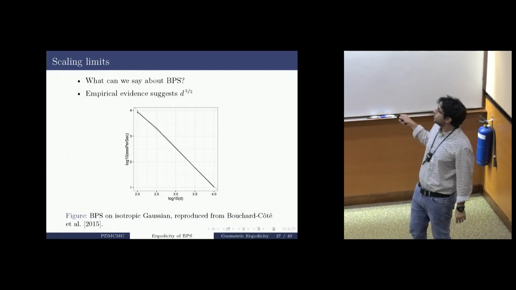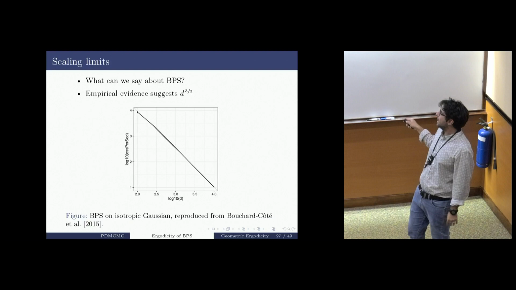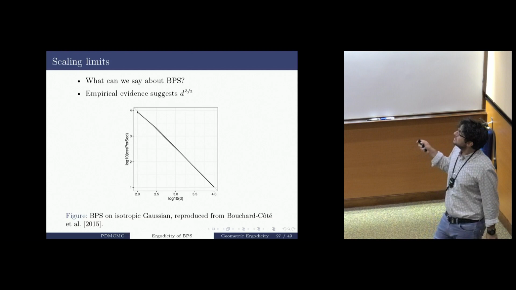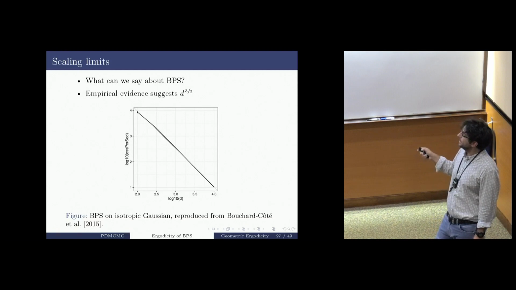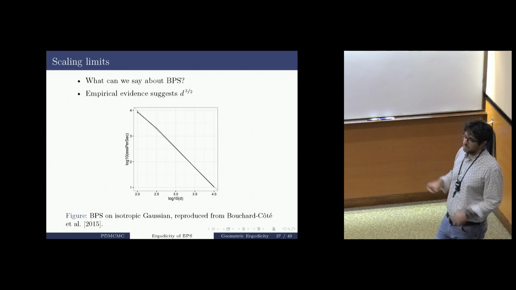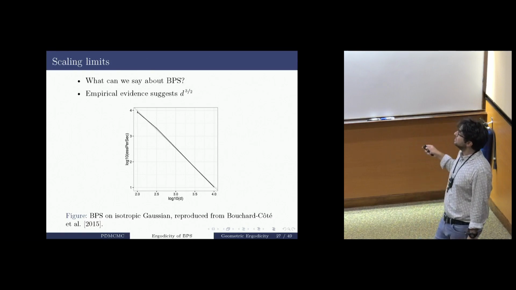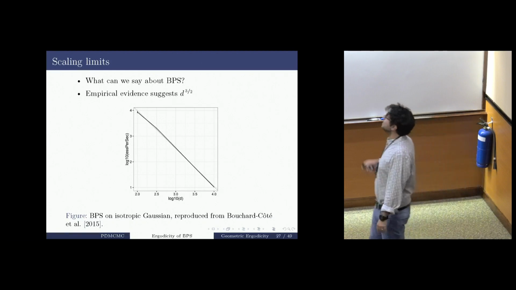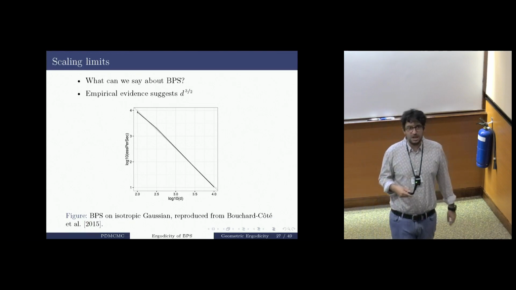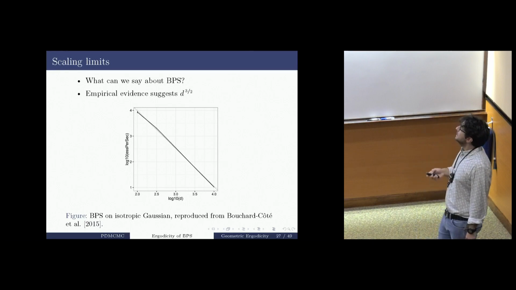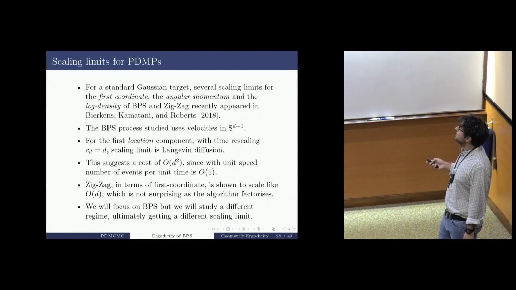So this is a plot from the original paper by Alex, Arno, and Sebastian. It's a non-isotropic Gaussian, and this is the logarithm of the ESS per second of simulated process against the logarithm of the dimension, and the slope is actually 3/2. Okay, so the empirical evidence suggests it's d to the 3/2. Actually, I think this is also confirmed by Christoph's recent paper. So what can we say about this?